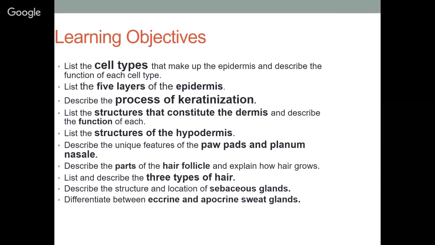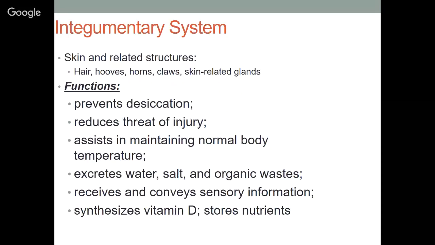So skin and related structures, what does that mean? Well, skin, obviously, but also hair, hooves, horns, claws, and skin-related glands. The functions of skin are to prevent desiccation. What is desiccation? Desiccation is drying out. Think about a grape. A grape turns into a raisin because the membrane around the grape allows water to escape. As water escapes, that grape becomes smaller, shrunken, and wrinkled. And that's what would happen to us if our skin lost the ability to keep the water in and to keep bad things out. So keeping bad things out reduces the threat of injury.